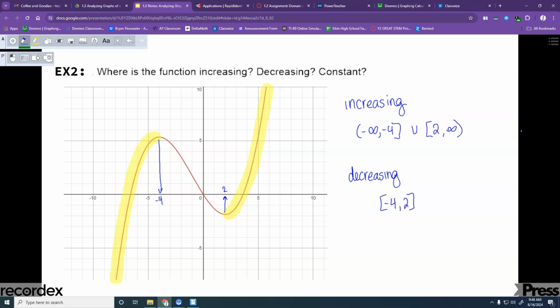So that just gives you a little bit of an idea of some of the stuff that we're going to be talking about. We'll also talk about maximum, minimum points, stuff like that.